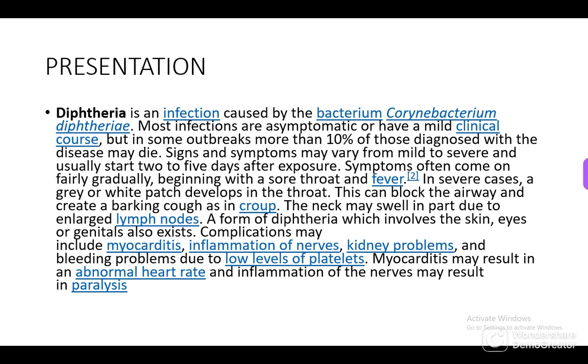The important one is the polyneuropathy. I have seen one case of polyneuropathy because of diphtheria. I have seen 2 or 3 cases of myocarditis in my life, 47 years of my practice. That is myocarditis leading afterward to dilated cardiomyopathy. Polyneuropathy I have seen only once in my life.